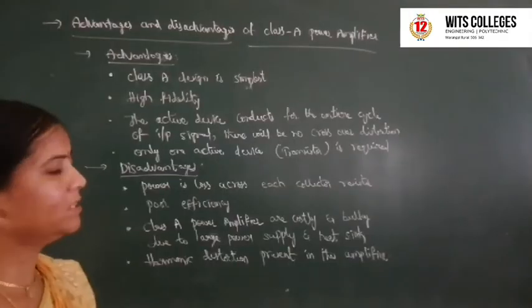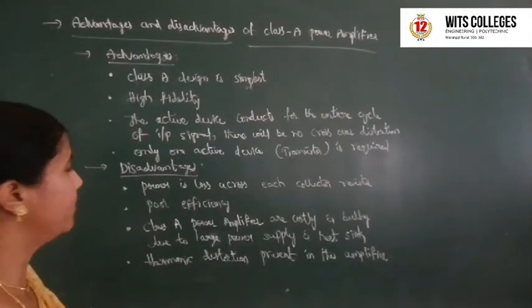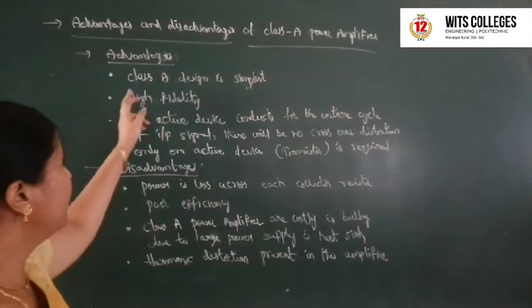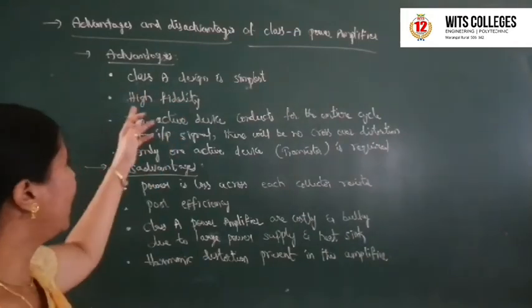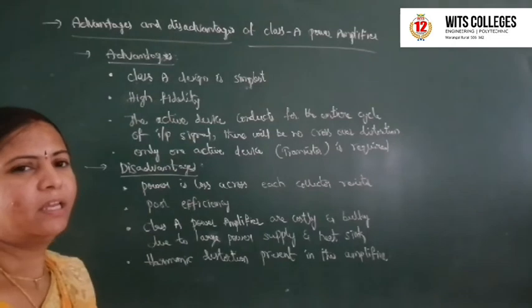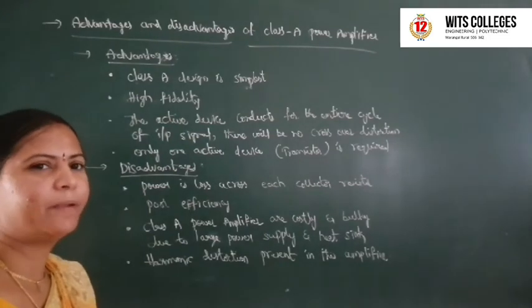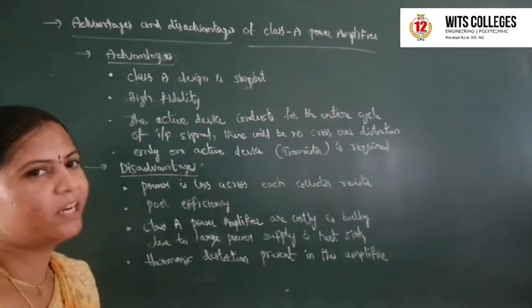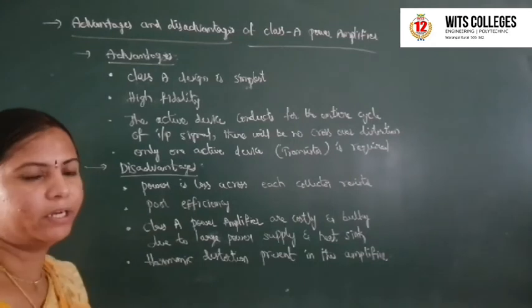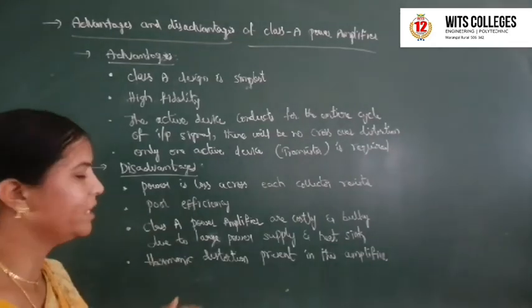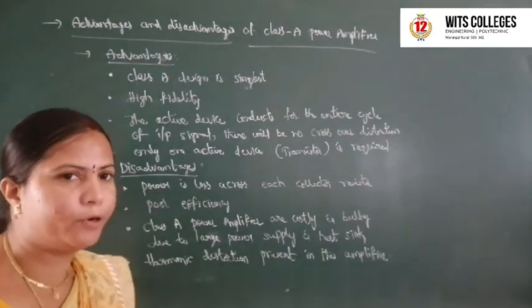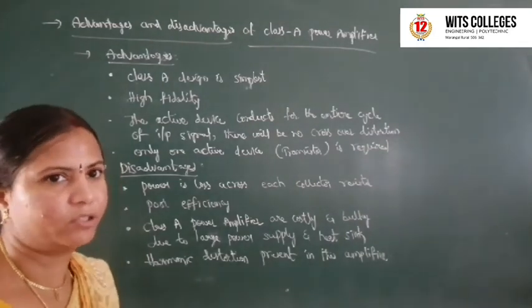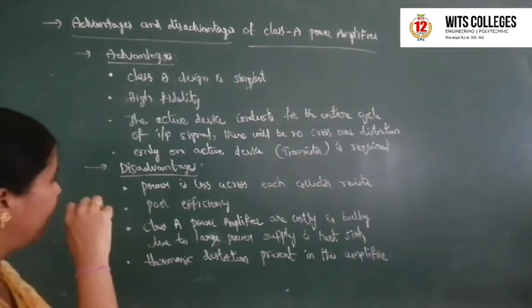Now the advantages and disadvantages of the class A power amplifier. The advantages are, first, class A is a very simple design. Second, high fidelity. Fidelity means the input is exactly reproduced at the output without any distortion. In a class A power amplifier, the input signal is exactly reproduced at the output without any distortion, and that is high fidelity.